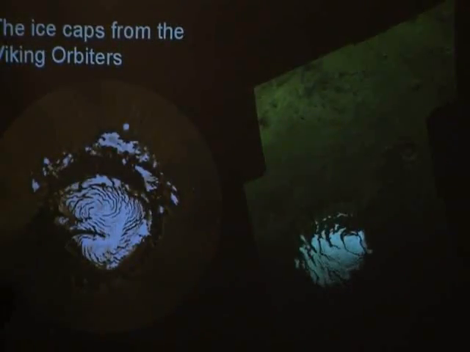The southern ice sheet, the visible part of it is smaller than the northern ice sheet. But for the southern ice sheet, it's believed that there's a larger area that is an ice sheet. It's just covered by dust.